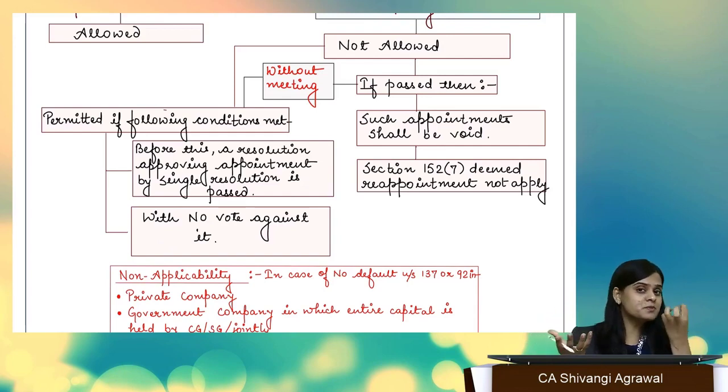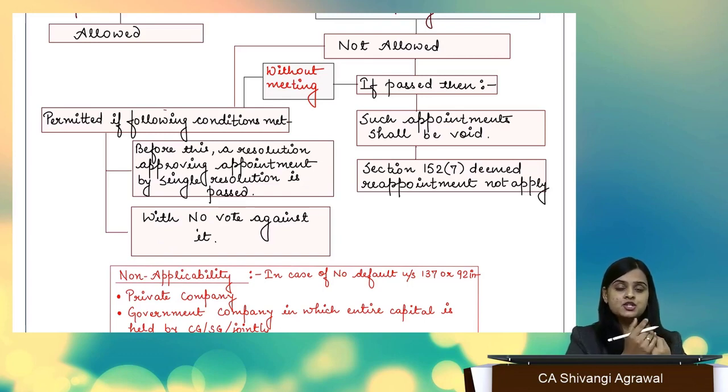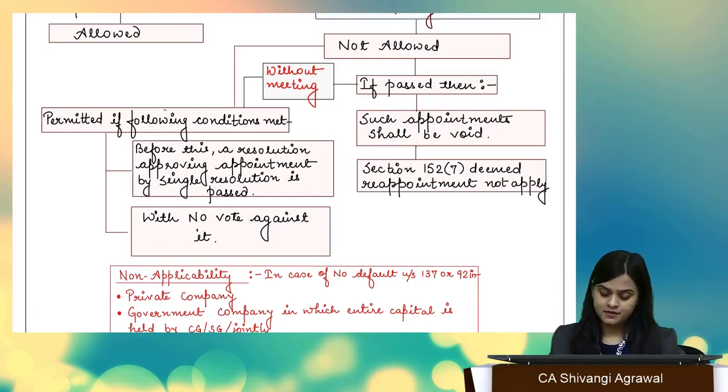and when you obtain this prior permission, it's not going to be OR, it's not going to be SR, it's going to be a resolution with no vote against it. That means there shouldn't be any objection raised to the passing of the single resolution. Before a single resolution, there has to be another resolution which has to be passed. Okay, fine, ma'am.